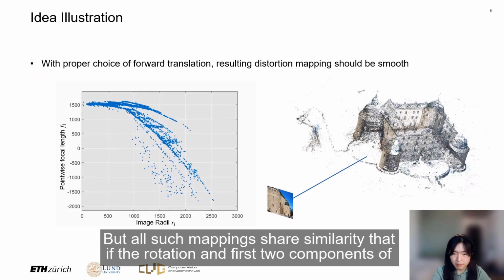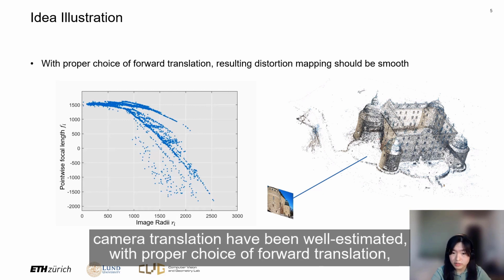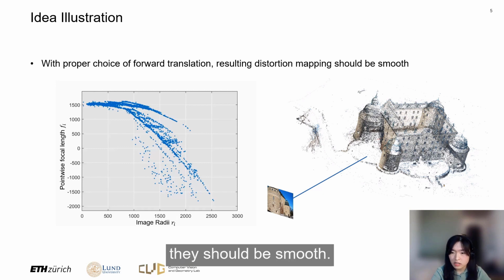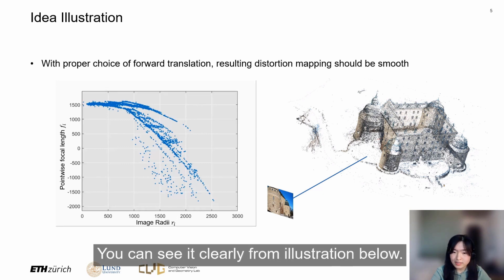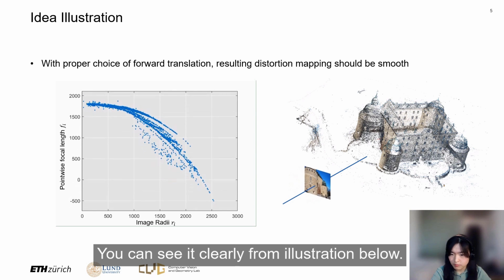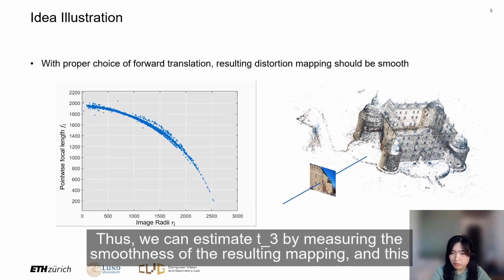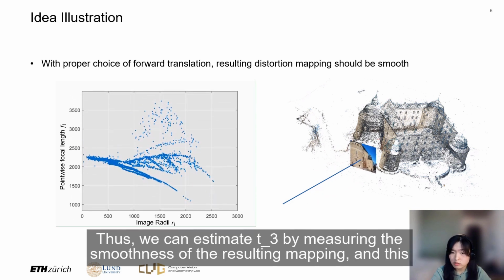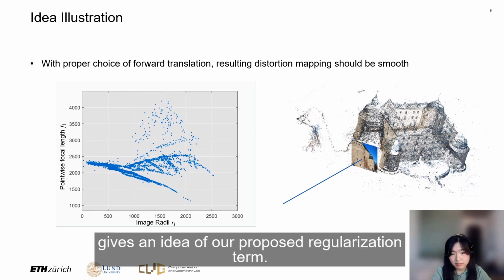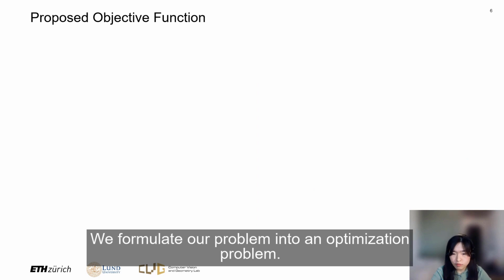But all such mappings share similarities: if the rotation and first two components of camera translation have been well estimated, with the proper choice of forward translation, they should be smooth. You can see it clearly from the illustration below. Thus, we can estimate T3 by measuring the smoothness of the resulting mapping, and this gives an idea of our proposed regularization term. We formulate our problem as an optimization problem.